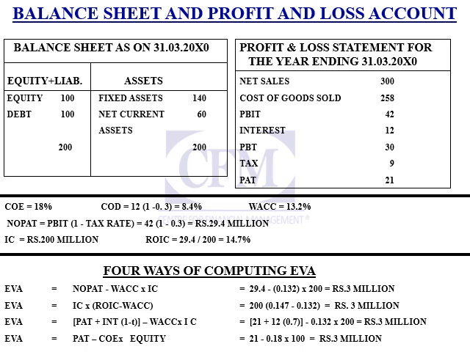Here is one more example. This is drawn from the book Finance Sense. The balance sheet and profit loss account of a firm are shown here. The total balance sheet is 200 million, equity 100 million, debt 100 million, fixed assets 140 million, net current assets 60 million, net sales 300 million, cost of goods sold 258 million, profit before interest and taxes 42 million, interest 12 million, profit before tax 30 million, tax 9 million, the tax rate is 30%, profit after tax 21 million.